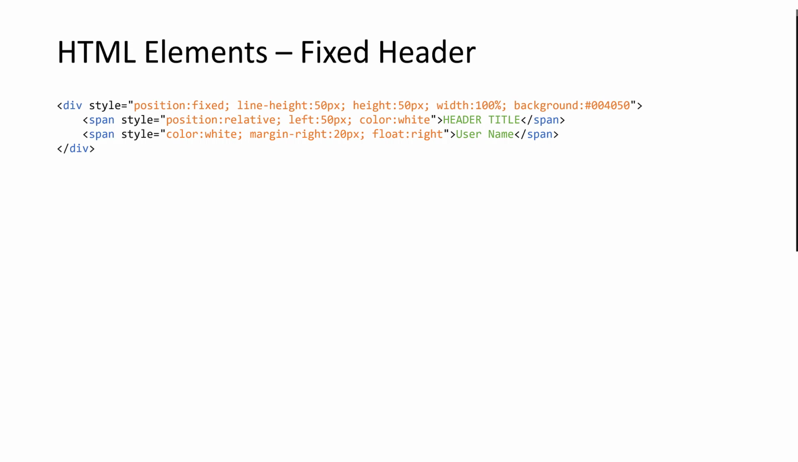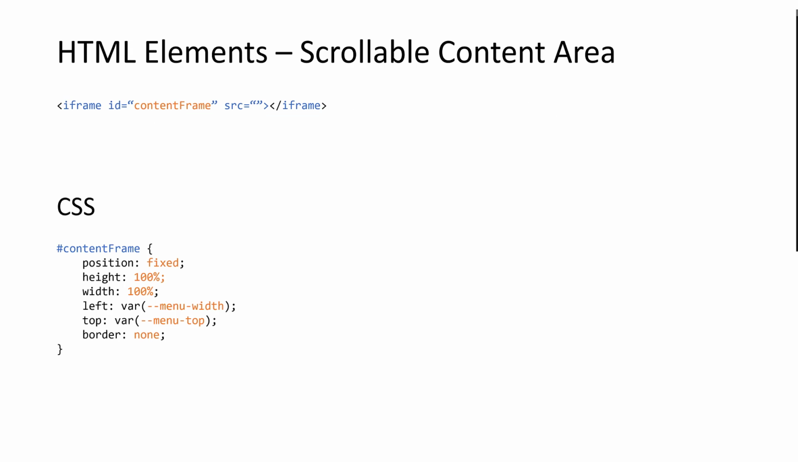In addition to the accordion menu, which is on that left-hand side with a fixed width, we have a fixed header. And in this implementation, it's a pretty simple header with a div, which we put as a fixed position with a specific height, as well as 100% width. And finally, we have the scrollable content area, which is implemented as an iframe, and we just use some basic CSS so that we again have a fixed position with it and a specific left and top position. They're defined by CSS variables, which we will go into detail in the next slide.